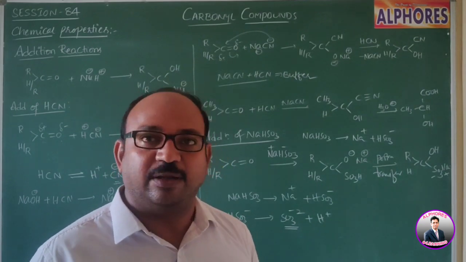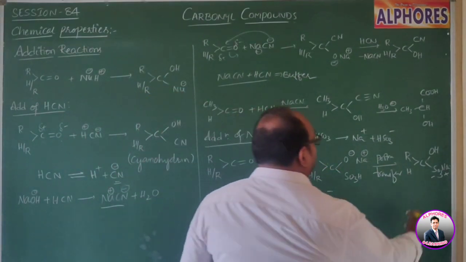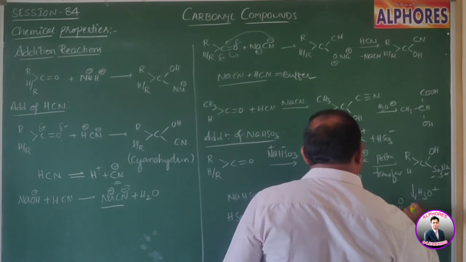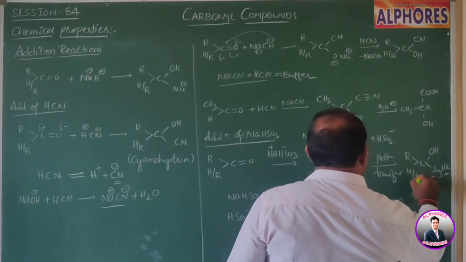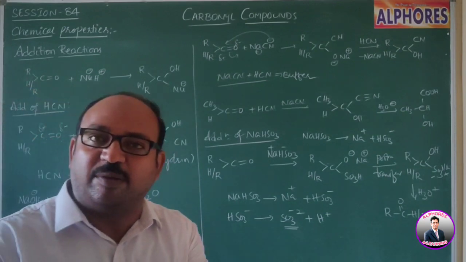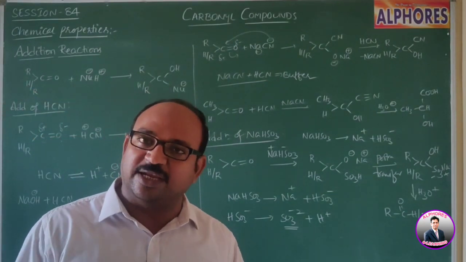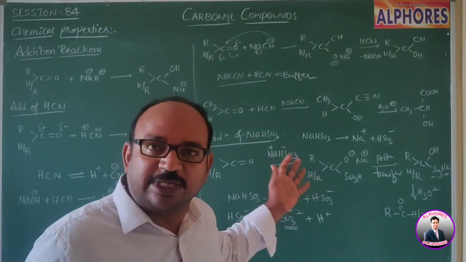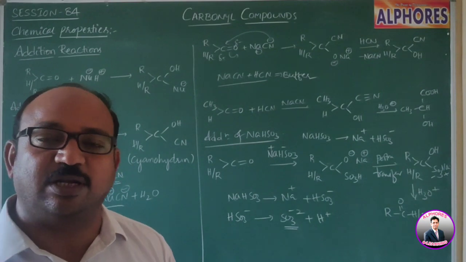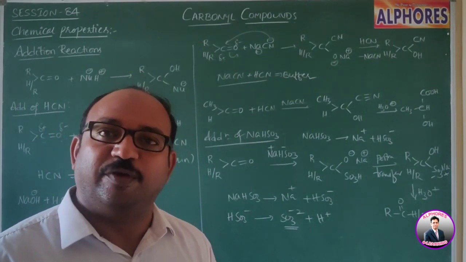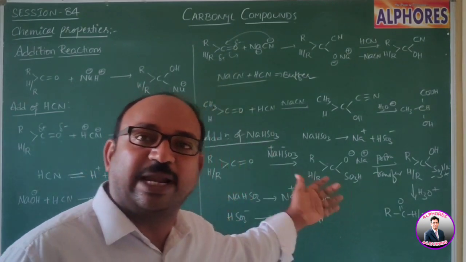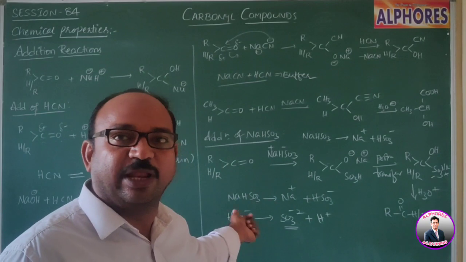Once we have separated, upon further hydrolysis we again get RC=O with H and R, meaning we get back the carbonyl compounds. So initially when we add sodium bisulfite, they form addition compounds, which are salts. Those salts are water soluble, whereas after hydrolysis, from those salts we get back the carbonyl compounds.